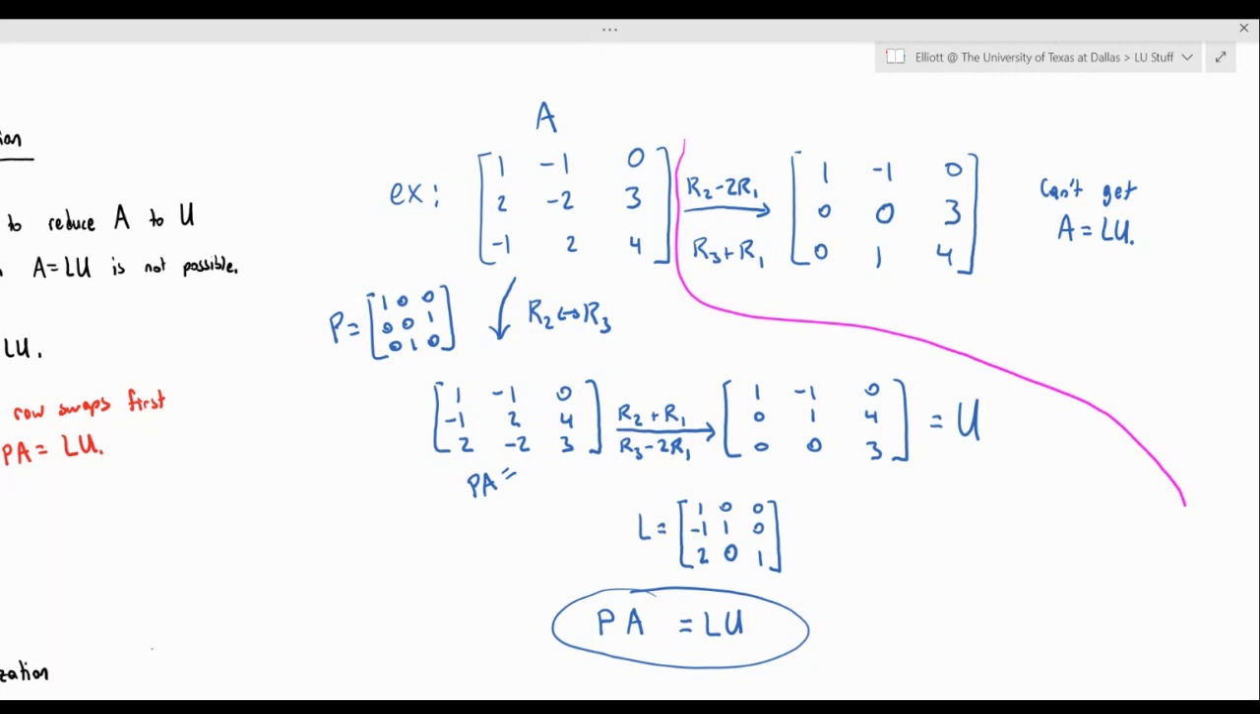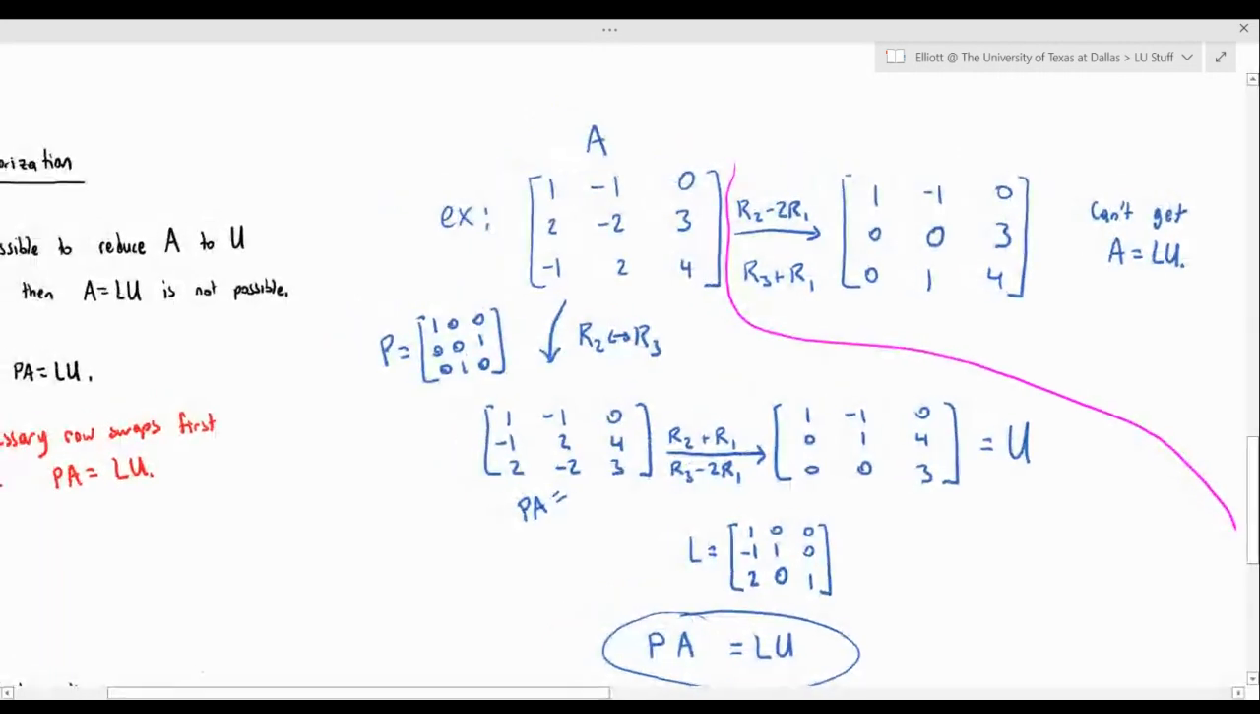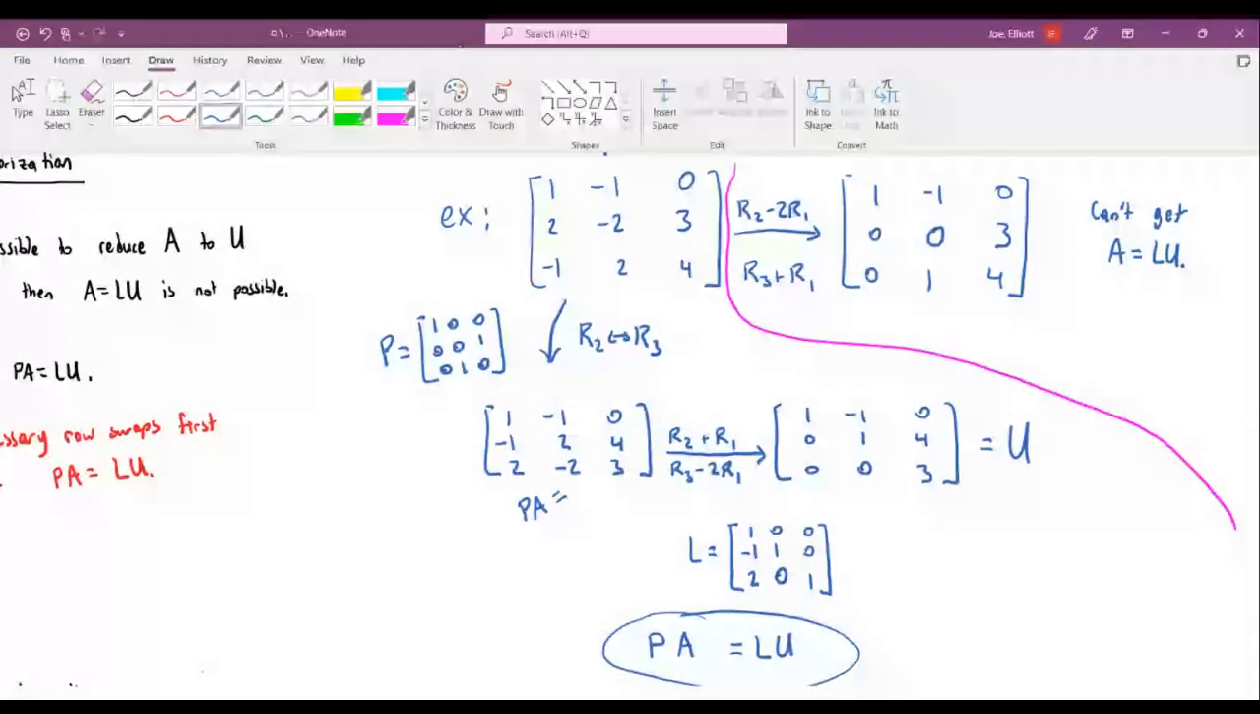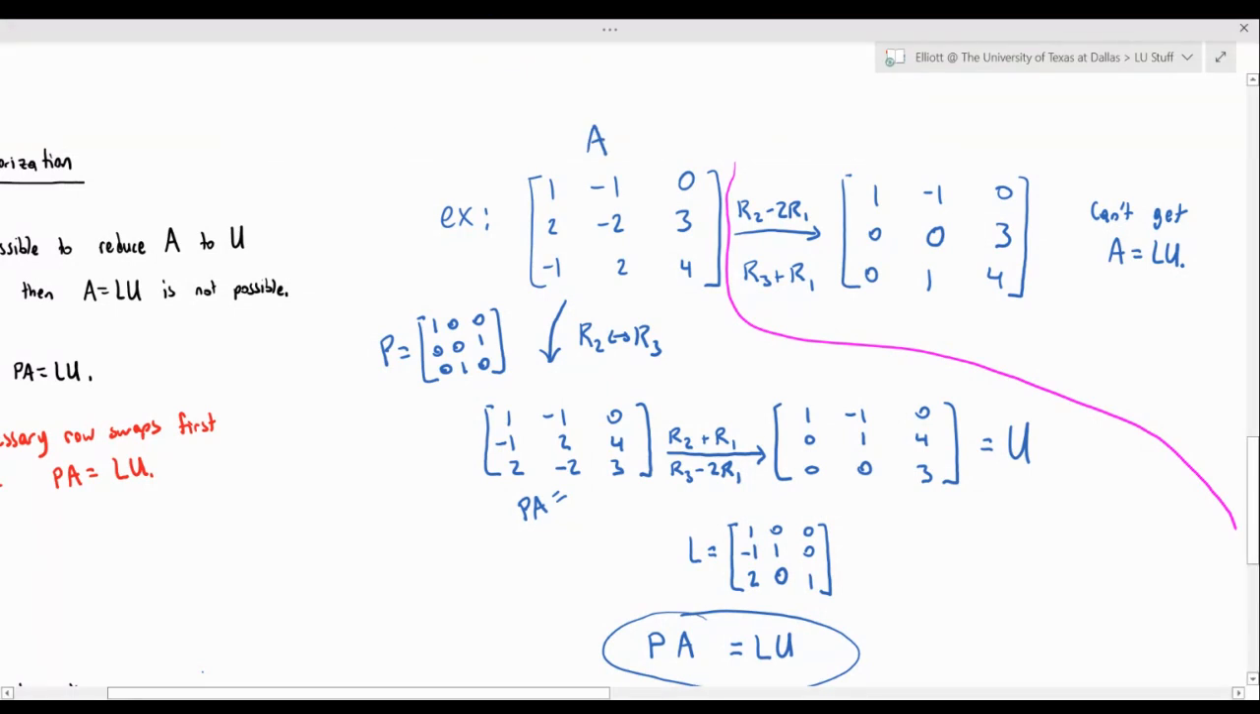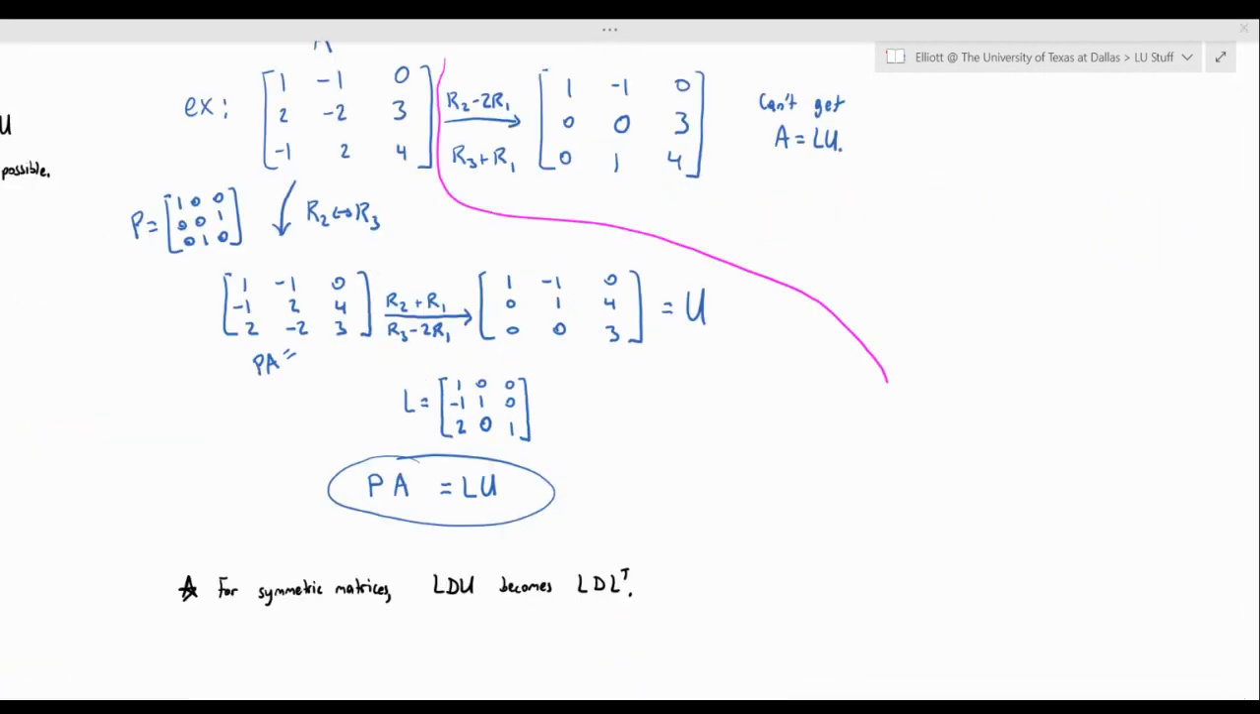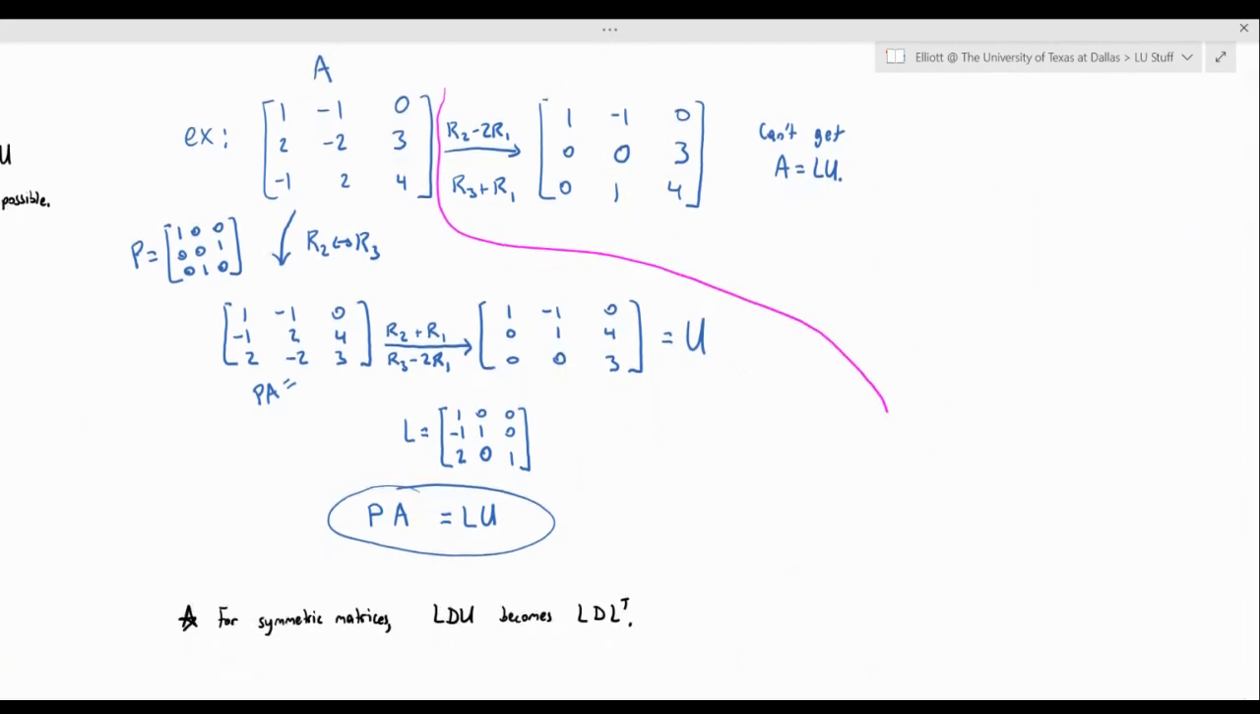Oh, okay. Actually, yeah, that makes sense, because you only need the PA equals LU if you can't get to the A equals LU in the first place, right? Right, right. Okay. Thank you. So the example that we did here was maybe a little bit more difficult in the sense that it wasn't necessarily clear at first that you would have needed to do a row swap.